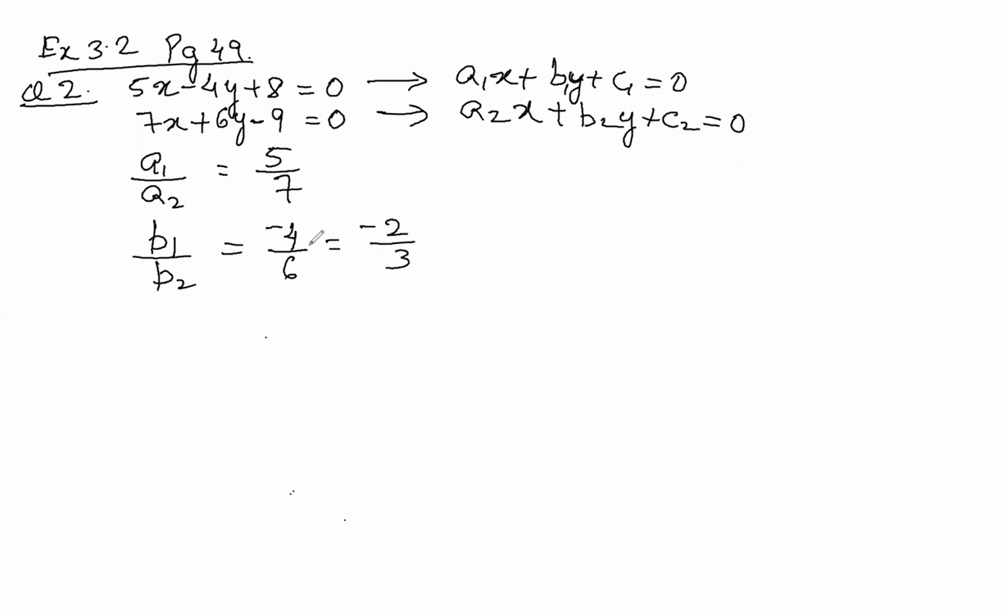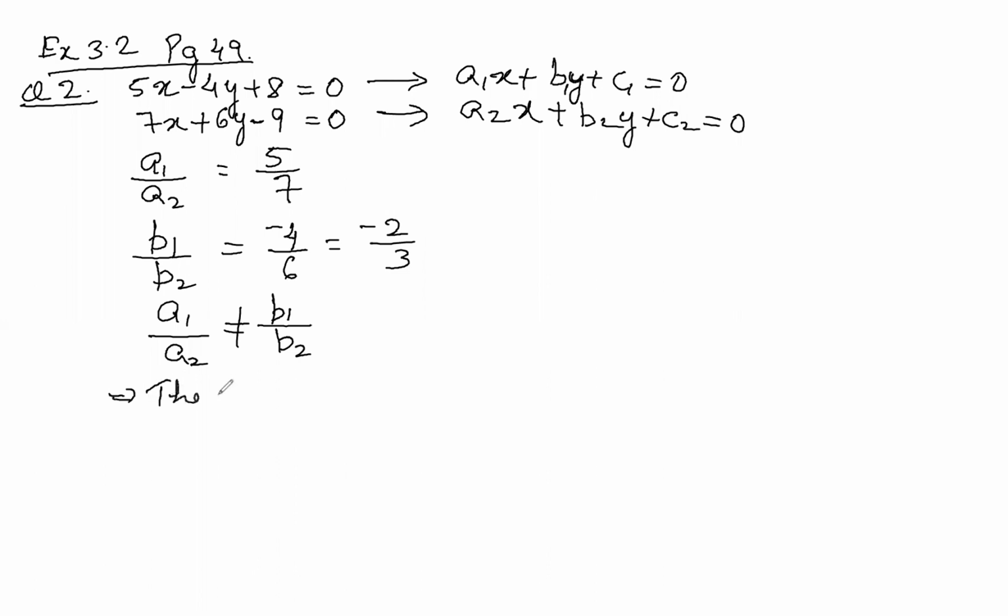So there itself, we can identify these are different. If they are different, we don't have to find out the third one. That means we can write a1 by a2 is not equal to b1 by b2. Therefore, the question is whether the lines intersect at a point, are parallel, or coincident. So what is the conclusion?